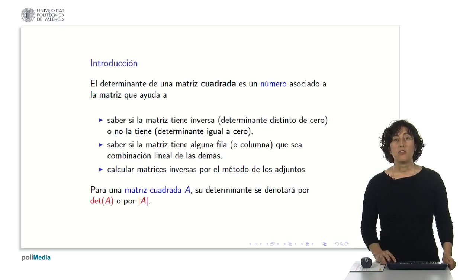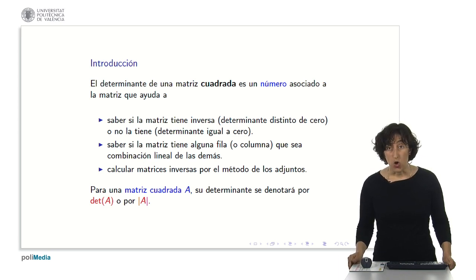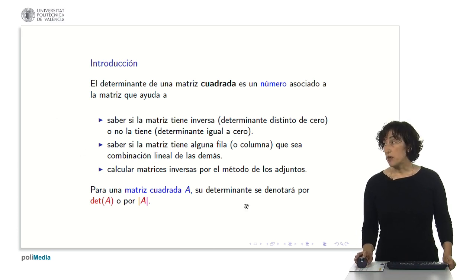So we will start by saying that the determinant of a square matrix is a number that we associate with the matrix, and that it will help us to know in a faster way, for example, if the matrix has an inverse or not, or if the matrix has a row or column that is a linear combination of the others. And it will also help us to calculate inverse matrices by the method of the adjoints. During the lesson, we will denote the determinant for any square matrix in this way, which you have on the screen in red, so that it is easier to describe.